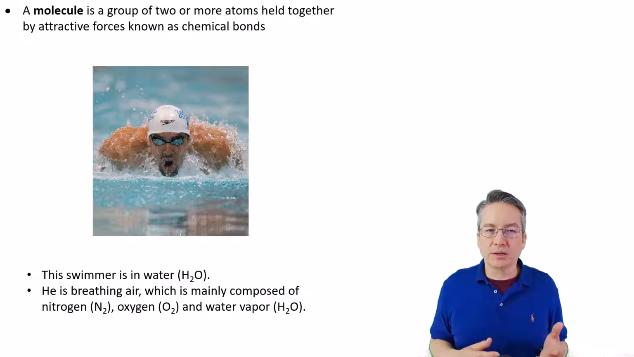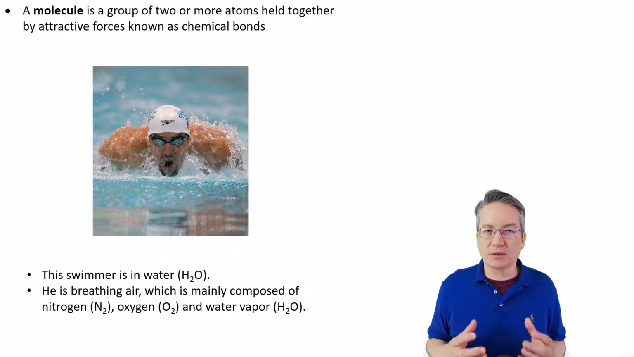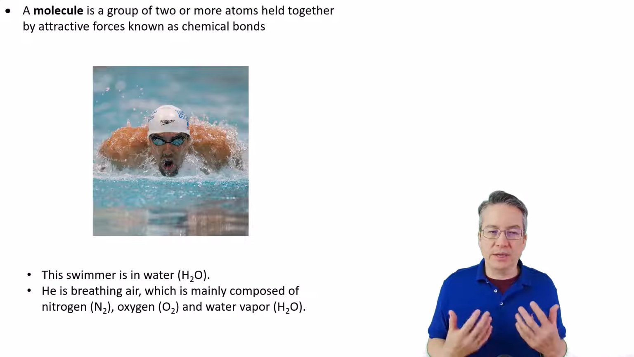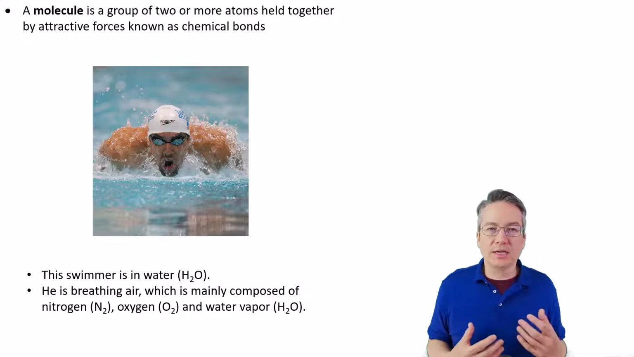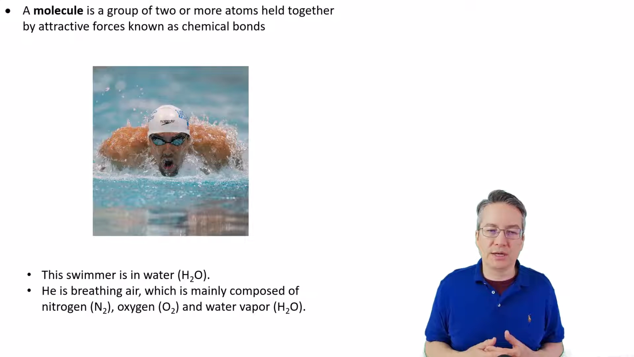So we can take a look at this picture here of a swimmer in water. The water is H2O, that's two hydrogen atoms and an oxygen atom, and they're all bonded together to form one molecule, H2O. The swimmer is breathing air. What's in air? Well, it has nitrogen, that's N2, so it's two nitrogen atoms bonded together. It also has oxygen, so it's O2, two oxygen atoms bonded together. And of course, we're also breathing in water vapor, that's H2O.